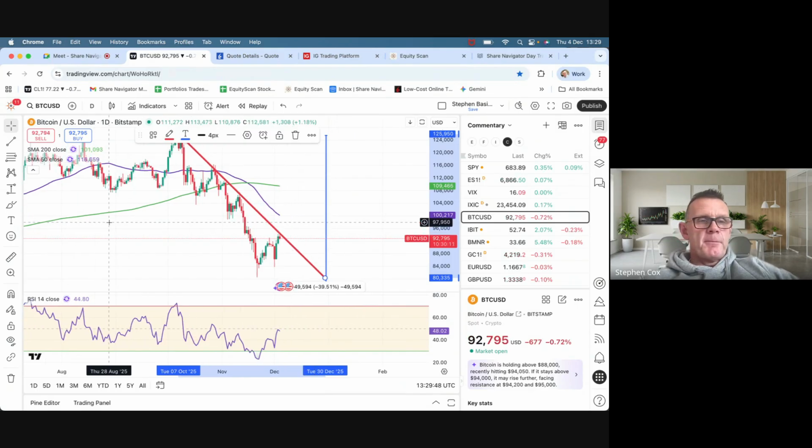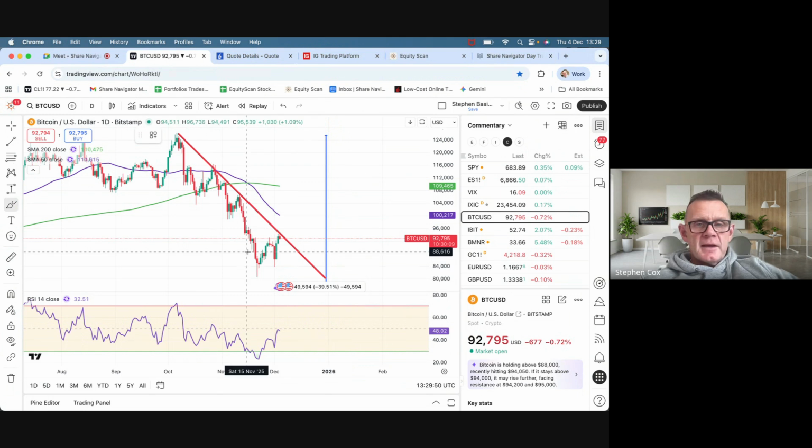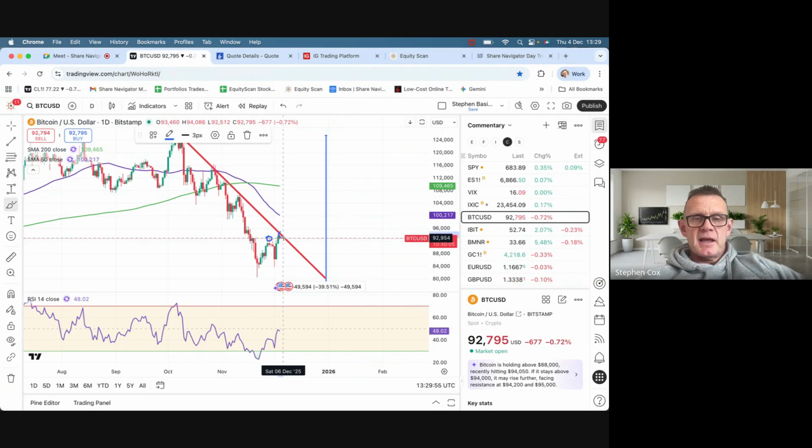What is positive about Bitcoin at the moment is the fact that this recovery high here was taken out yesterday and today. You can see that high is higher there. So that's a positive, right? But if that doesn't hold and we start making our way back down, this will be the next area.